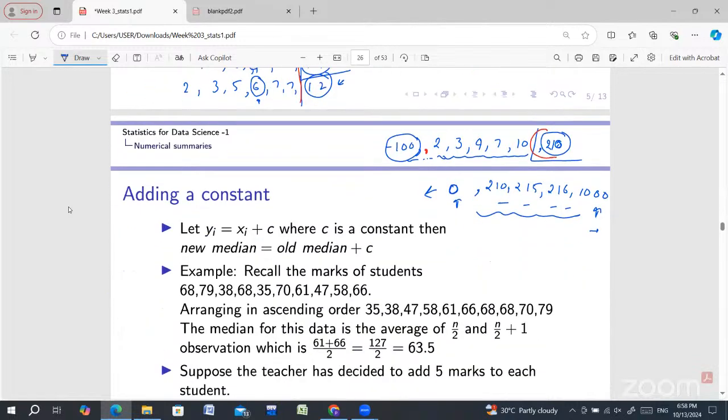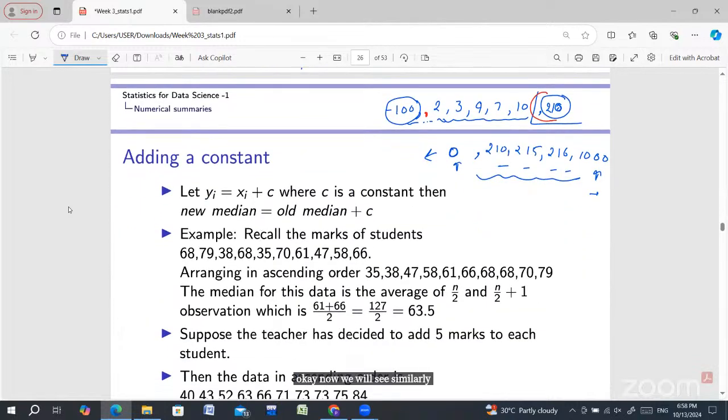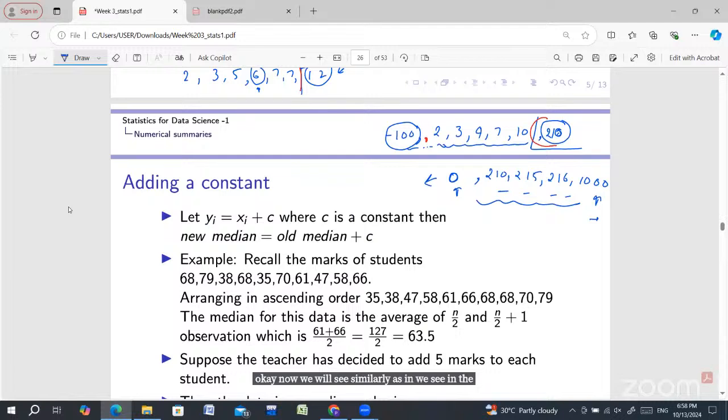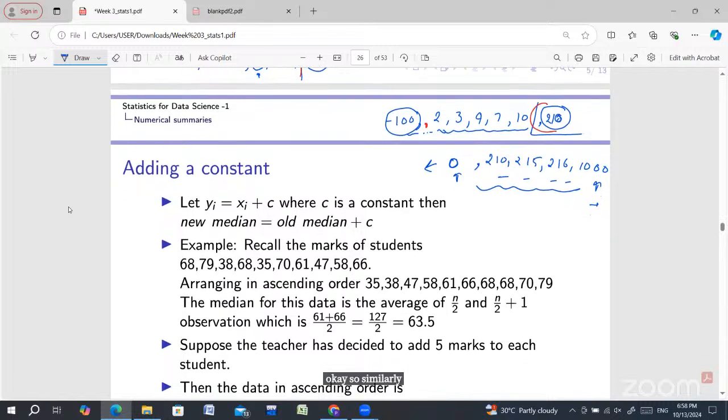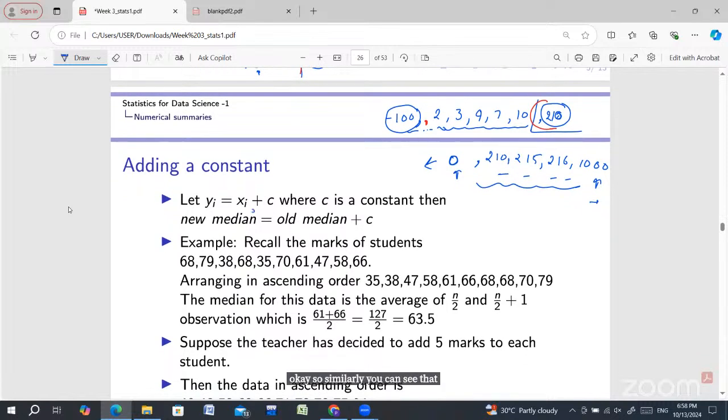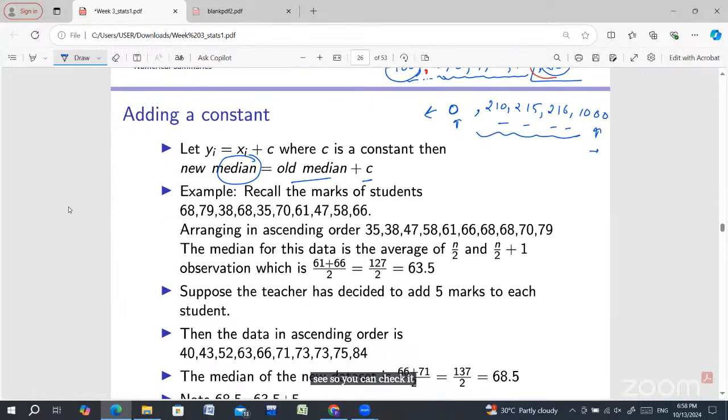Okay. Now, similarly, as we saw in the mean case, if we add a constant or multiply a constant to each data point, how was the mean affected? Similarly, we will see how the median is affected. You can see that the new median will be the old median plus C. You can verify it by the example.